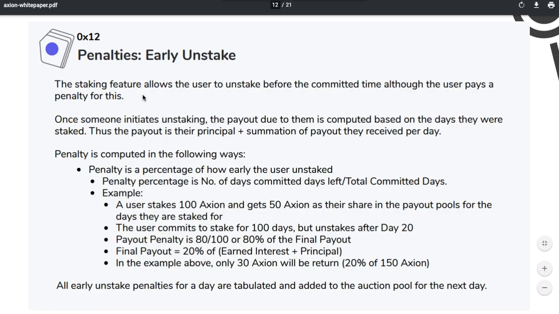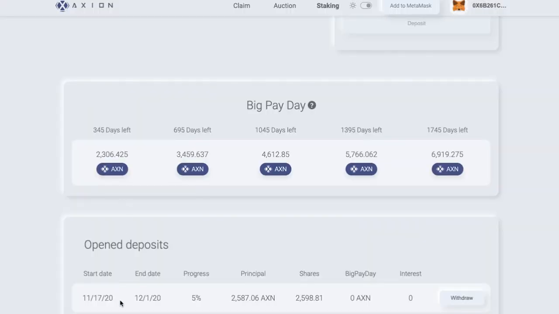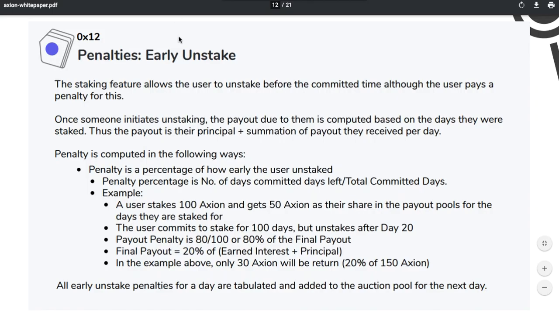So let's have a quick look at what the white paper says. The staking feature allows the user to unstake before the committed time, although the user pays a penalty for this. You can see this one here is for 14 days. It ends on the 1st of December 2020. It's 5% through, and it's for 6,587 Axion. Now, if I penalise this, it's going to incur an early unstake penalty if I break it today.